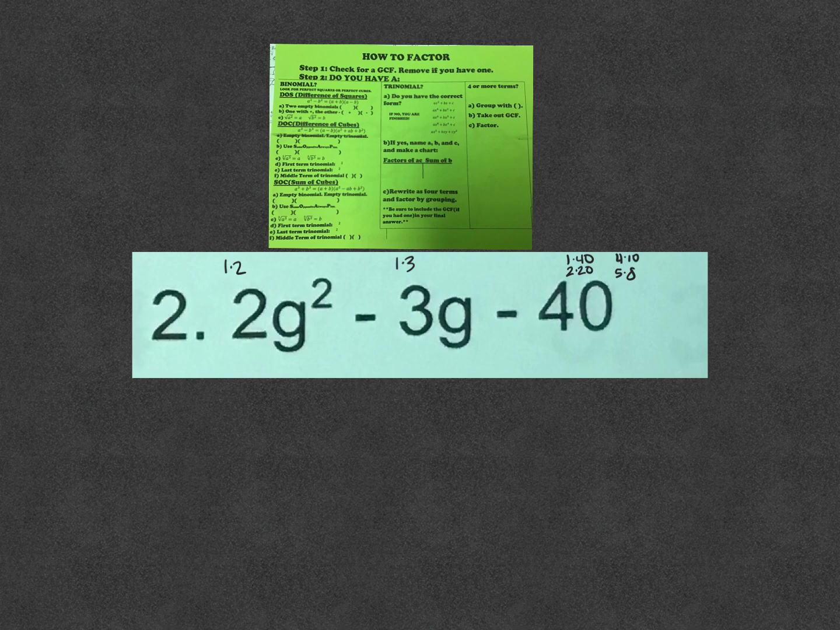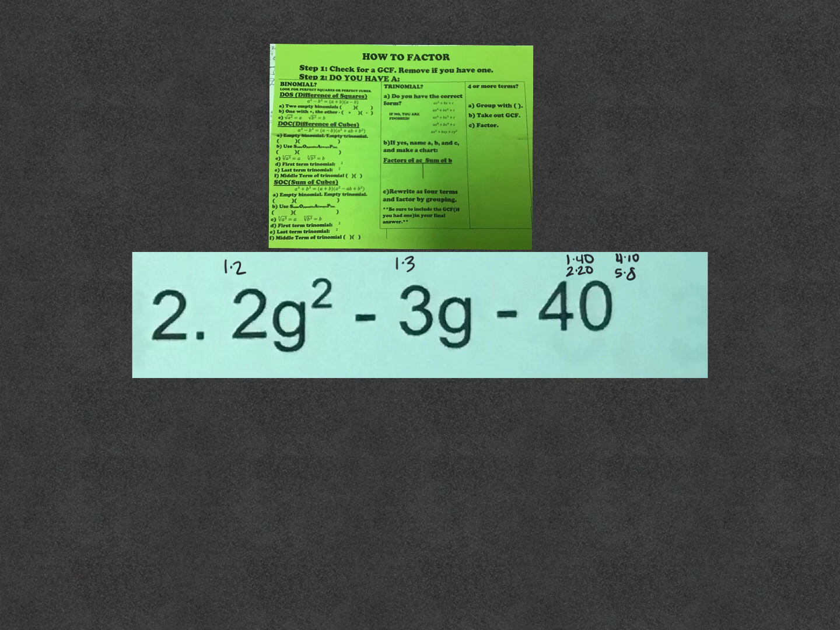So numerically, as I look at those factors, 1 times 2, 1 times 3, 1 times 40, 2 times 20, 4 times 10, 5 times 8, the only numeric factor they have in common is 1. So they do not have a numeric factor.